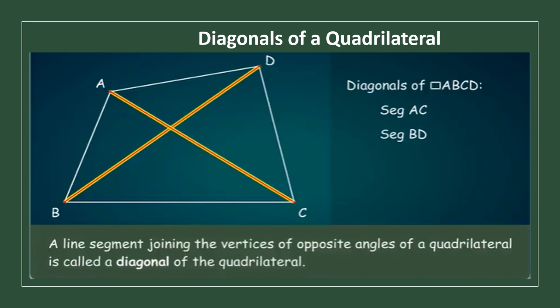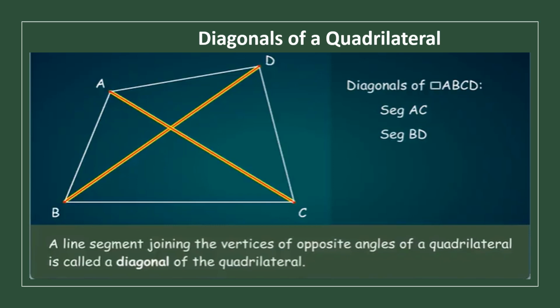So today what are we going to learn? We are going to learn about the diagonals of a quadrilateral. Now what are diagonals, children? A line segment joining the vertices of opposite angles of a quadrilateral is called a diagonal of the quadrilateral. Since we know that there are 4 vertices, the diagonal is made using the opposite vertices. If A is one vertex, the opposite of it is C. So the diagonal will be drawn joining point A and point C.